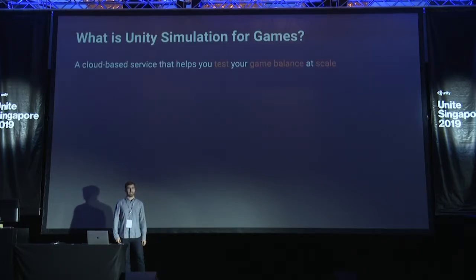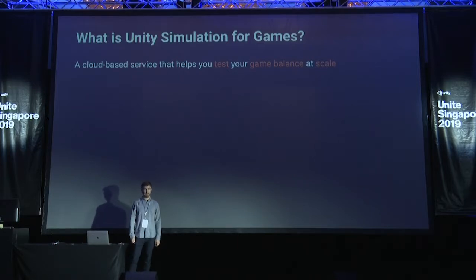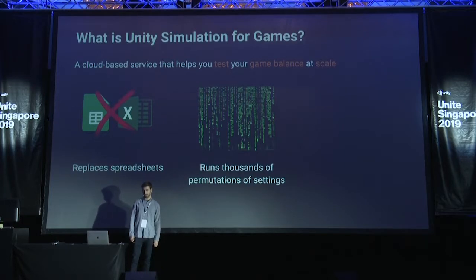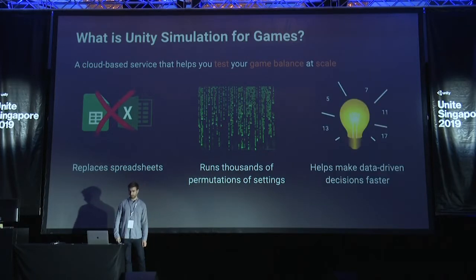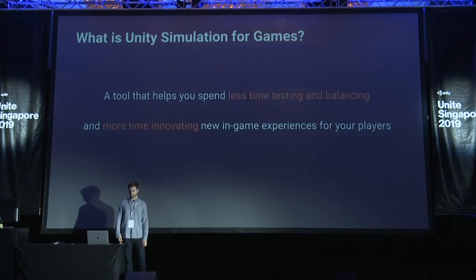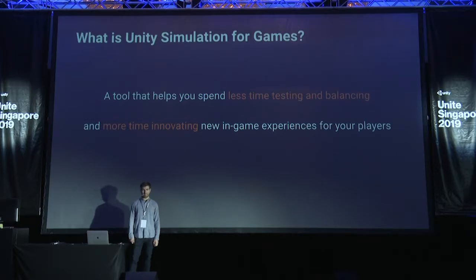So let's talk about Unity Simulation for Games. Unity Simulation for Games is a cloud-based service that helps you test your game balance at scale. We hope to replace spreadsheet testing. We will run thousands of permutations of different game balance settings and help you understand the results. And we'll help you make data-driven decisions faster. It's a tool that helps you spend less time testing and balancing and more time innovating.